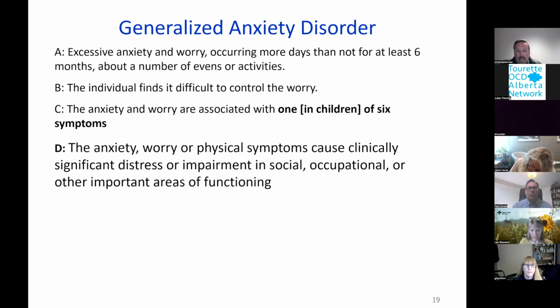And the anxiety and worry are associated with one of 6 symptoms. I didn't list them all, but I'll mention them again, give examples, and they're listed in full in the DSM-5. I'd probably end up getting at least half of them just off the top of my head, and give you some key examples.